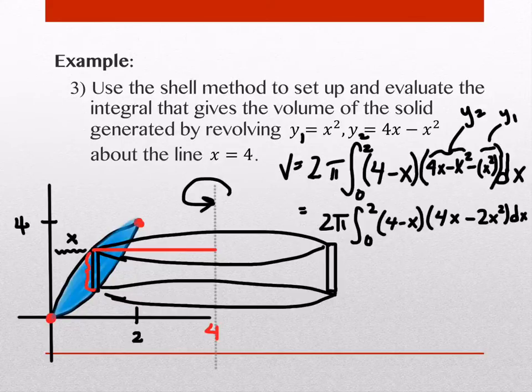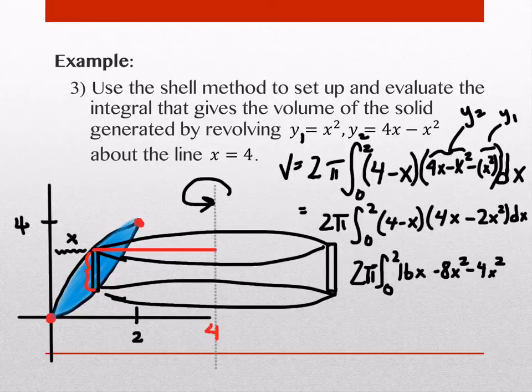FOIL, if you will. So this is 2 pi, still there. 0 to 2 is still here. I have 16x outside minus 8x squared minus 4x squared plus 2x cubed dx. I feel like that's the hardest and most challenging part for me, is doing all the stupid algebra stuff. The stupid algebra stuff, I'm sorry.